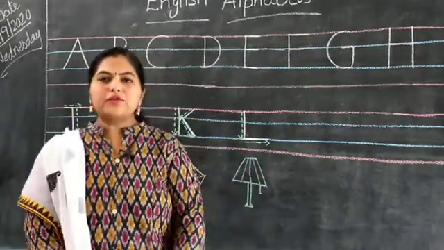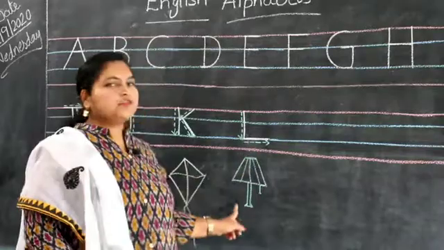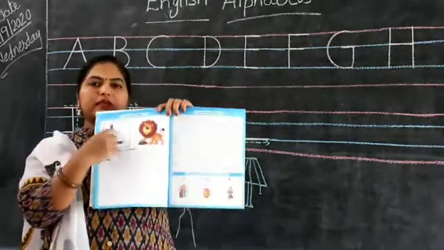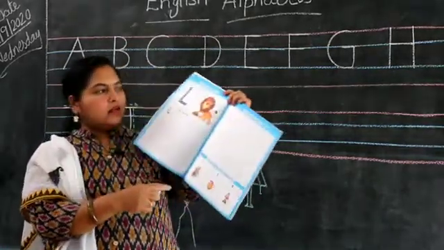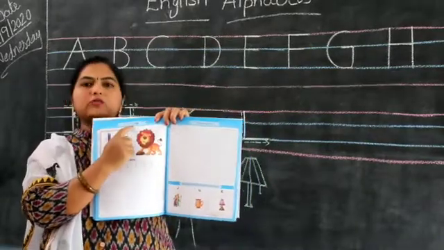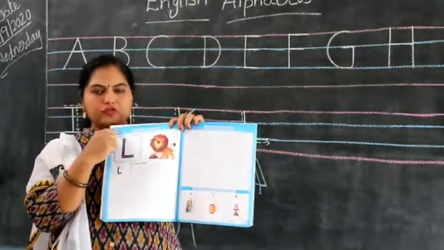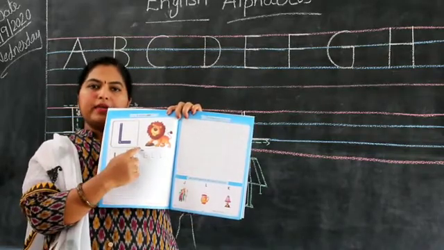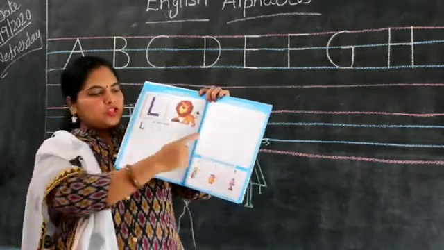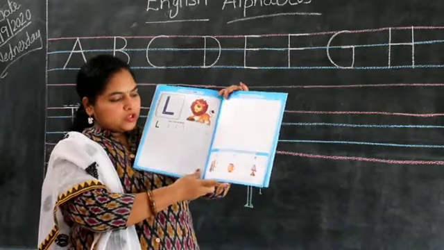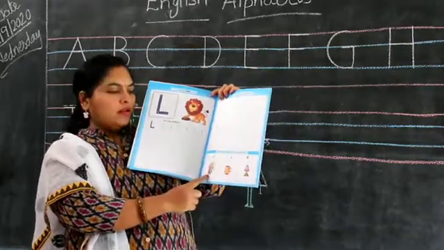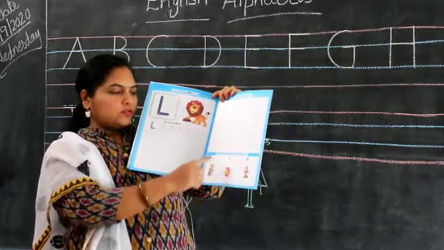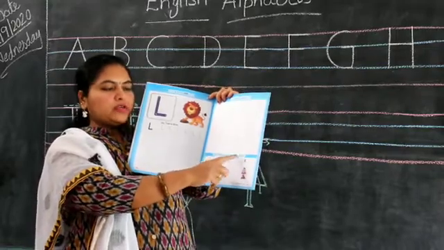Now L is for lamp. L is for lion. So the word lion starts with the letter L. And how do you write L? Standing line and a sleeping line. Once you all finish tracing and writing on the other page, now you will join the letters. So join each letter to the correct picture.